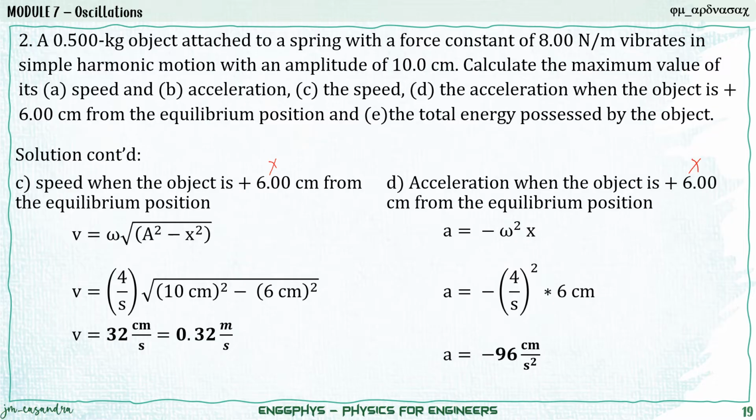So what does the negative sign indicate? It means that it is moving back to the EP from a positive direction, or from a positive displacement. Okay? So that's for letter D.